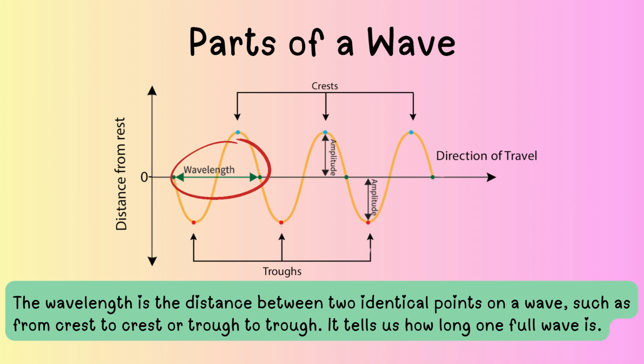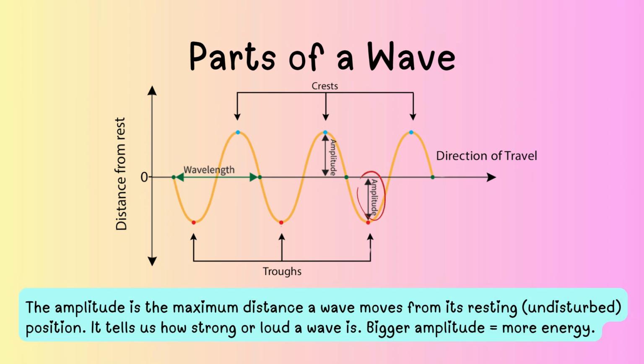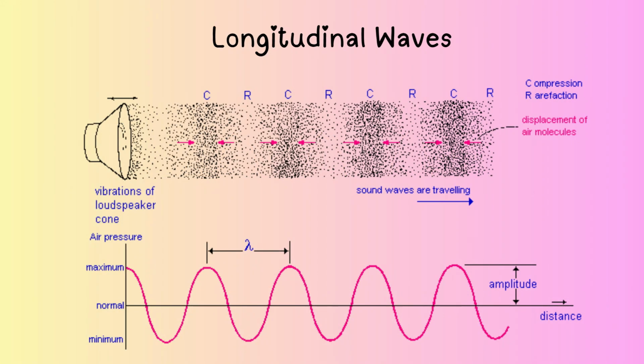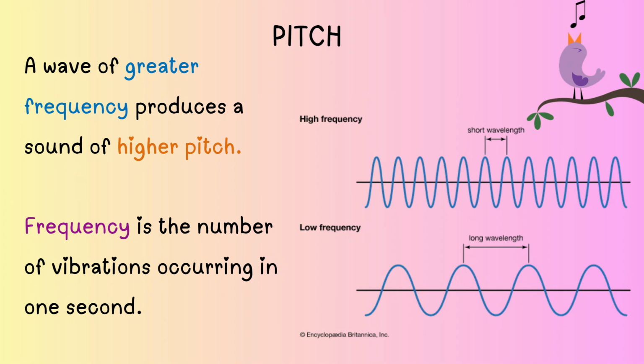The wavelength is the distance between two identical points on a wave, such as from crest to crest or trough to trough. It tells us how long one full wave is. The amplitude is the maximum displacement a wave moves from its resting or undisturbed position. It tells us how strong or loud a wave is. Bigger amplitude equals more energy. In longitudinal waves, a crest is to a compression, as is a trough to a rarefaction.